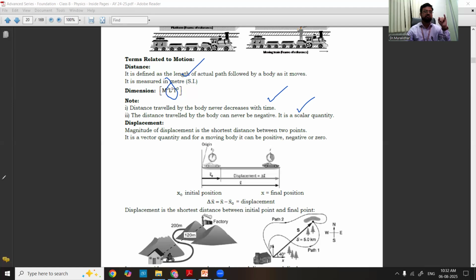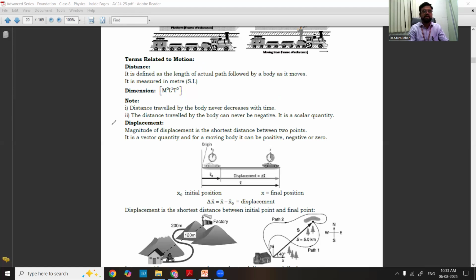So, distance is defined as actual length of the path. Actual length. You can go from Hyderabad to Vijayawada in a straight road also via Kodada, but you can go from Hyderabad to Vijayawada via Khammam also. The shortest path is called displacement. The total path is called distance. That is the only difference.